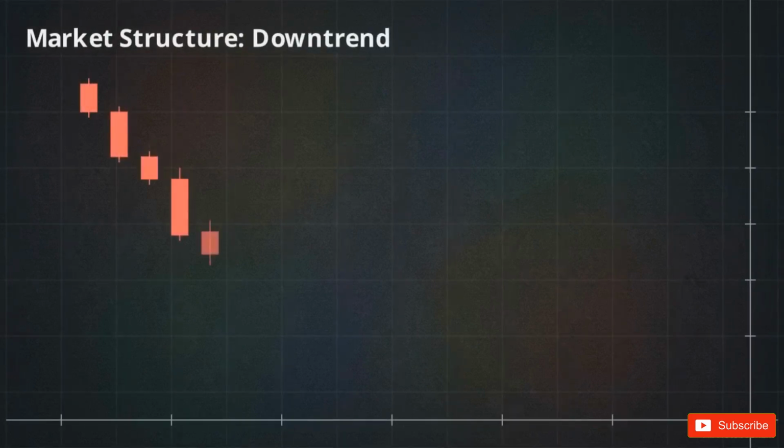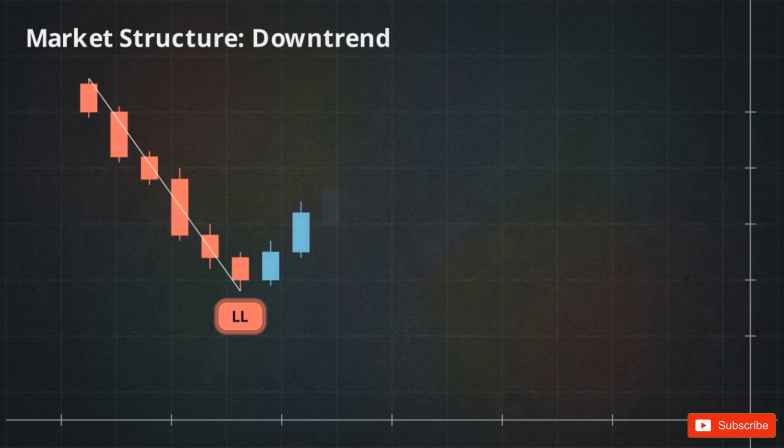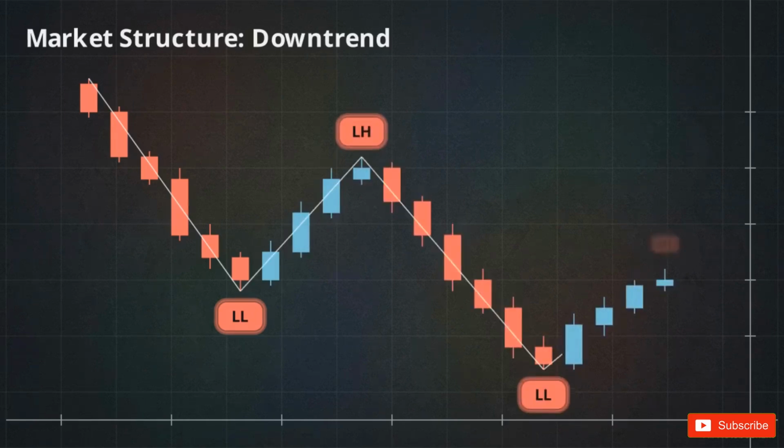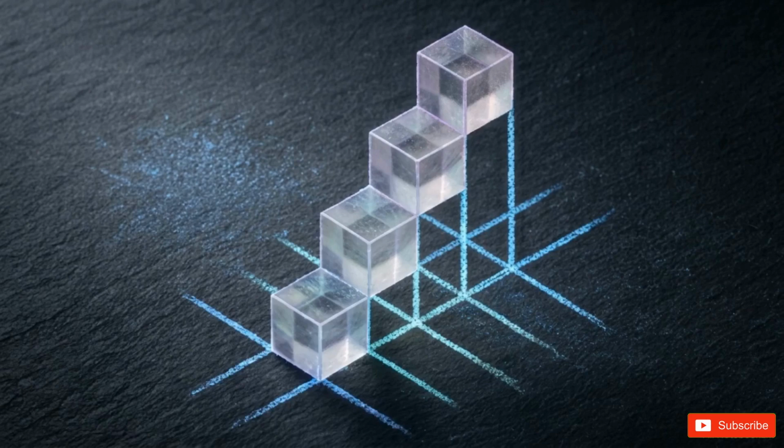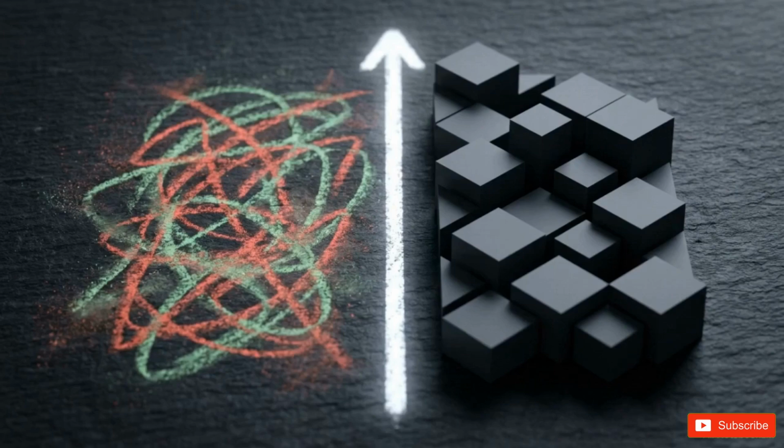They push the price into deeper troughs, creating lower lows, while the subsequent rallies fail to reach the previous peaks, resulting in lower highs. As long as this sequence of highs and lows remains intact, the trend is considered valid. By identifying these points, you ignore the temporary noise of individual candles and determine whether the objective bias of the market is bullish or bearish.